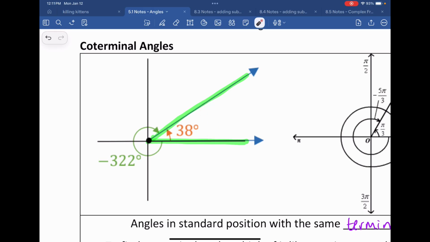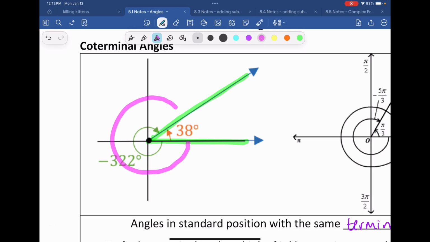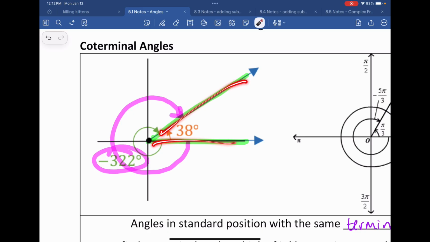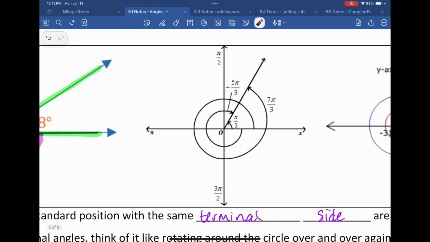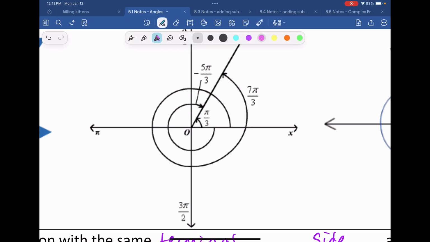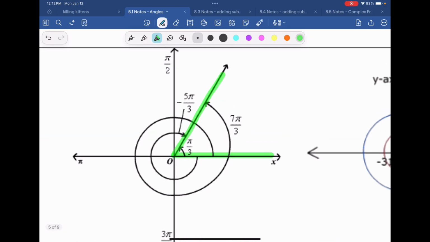Rotating that counterclockwise. What if you rotated clockwise? Right now my angle is negative 322. It's the same drawing, different angle measure. Looking at something like this, here's our initial and terminal side. And this one, they give you way more.